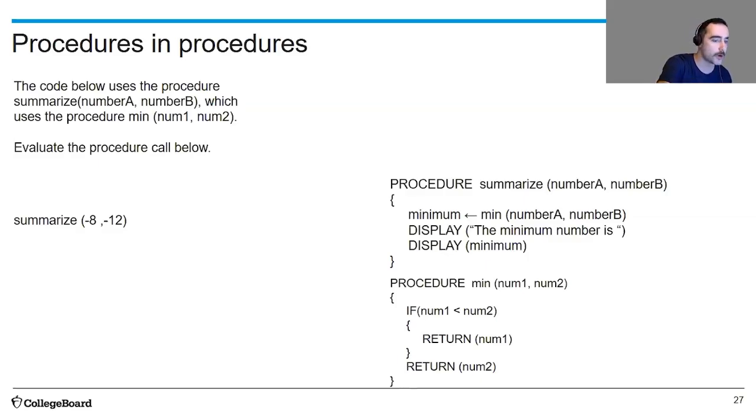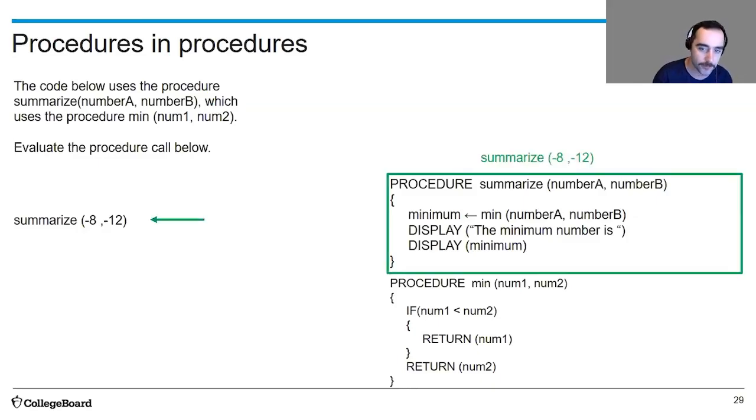But again, we're going to focus on the left-hand side and the procedure call there. It says summarize(-8, -12). So -8 and -12 are arguments in our procedure call, and those arguments match with the parameters in the procedure. So -8 would match with number A, and -12 would match with number B.